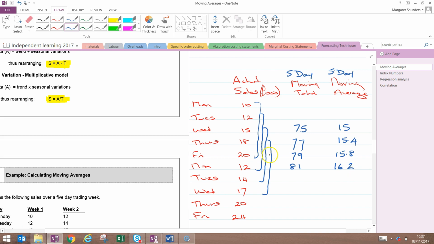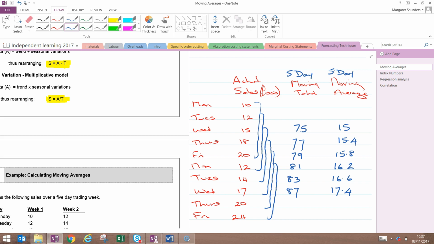The next moving total is starting with Friday, and we'll add up Friday, Monday, Tuesday, Wednesday and Thursday. That comes to 83. Divide it by 5, 16.6. And lastly, Monday through to Friday. Add those together, comes to 87. Divide by 5, 17.4. And that is where we stop, because we have not got enough data left to do another 5-day moving total.